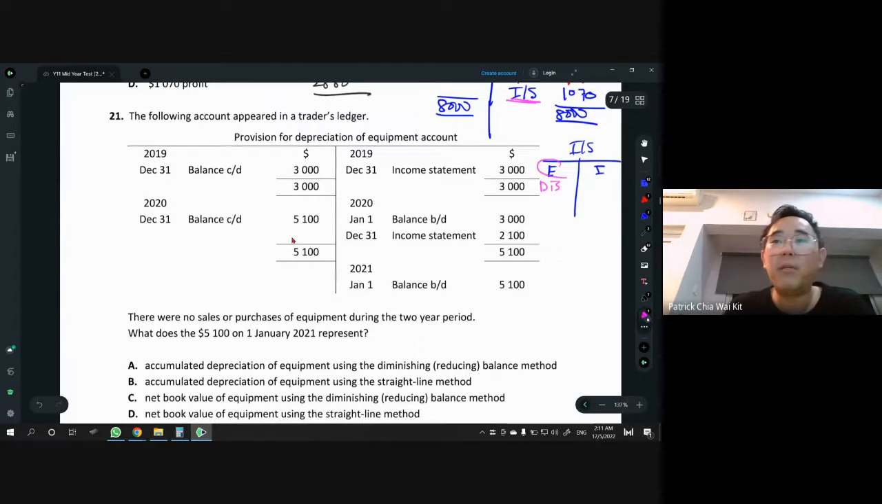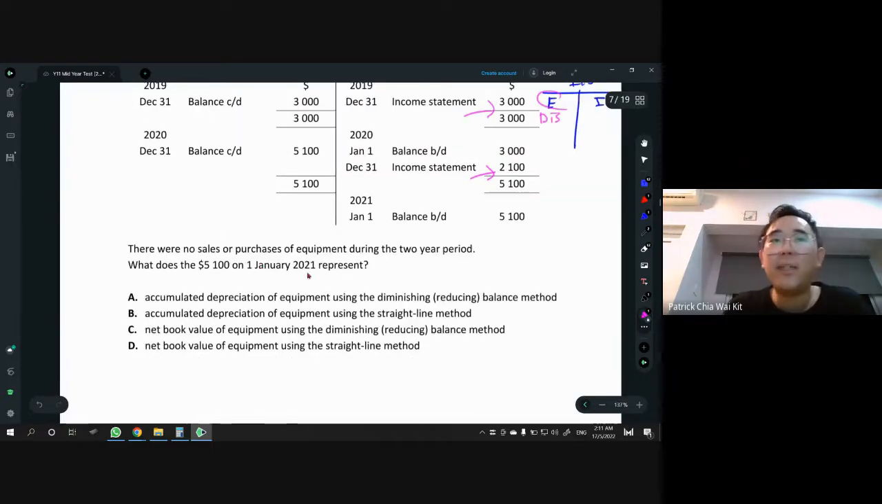Okay, 21. Few more, then we are done. The following accounts appear in trader's ledger: provision for depreciation equipment. As you can see, the income statement is 3,000 for the first year depreciation. Then the second year depreciation is 2,100. It reduced already, right? If it's straight line, then every year should be the same 3K, 3K, 3K. But it reduces. That means they use the reducing balance method. They say there were no sales or purchase of equipment during the 2 years period. So they're asking, what does the 5,100 on 1st January 2021 represent? That means they are referring to this thing.